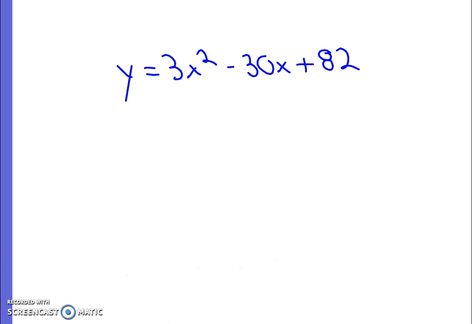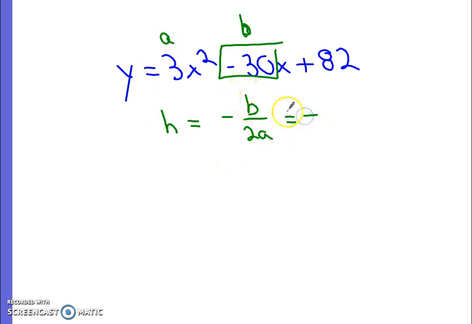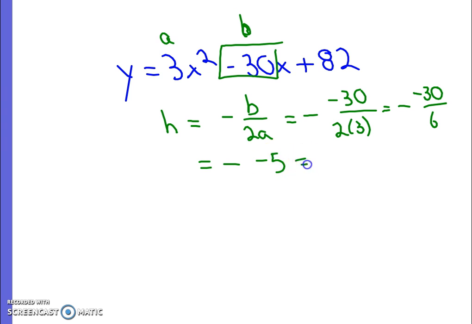So you will learn that h for this equation, or for any equation, is always found by taking the opposite of b divided by twice what a is. Now you might remember, this is b right here, the number in front of the x, and this number right here is a. So in this case, we'll take the opposite of negative 30 divided by twice what a is. So that's going to be the opposite of negative 30 divided by 6. So it's the opposite of negative 5, otherwise known as 5.